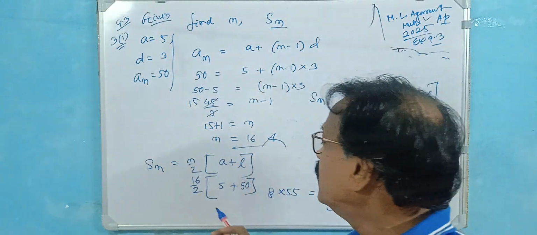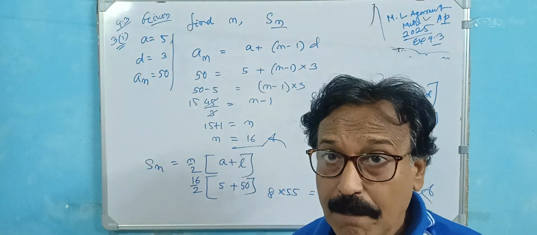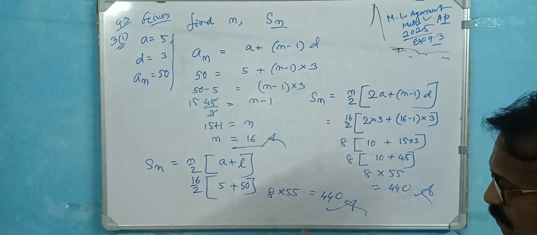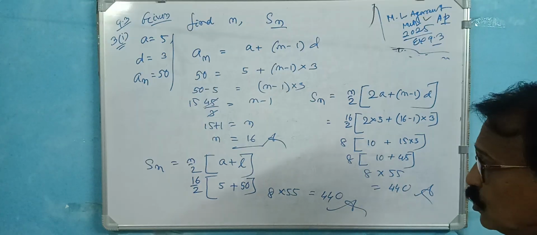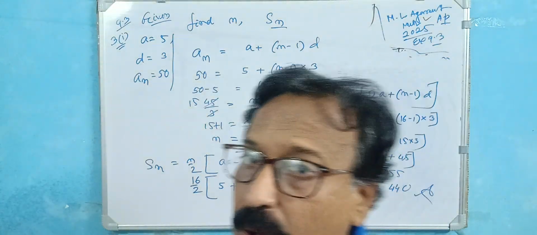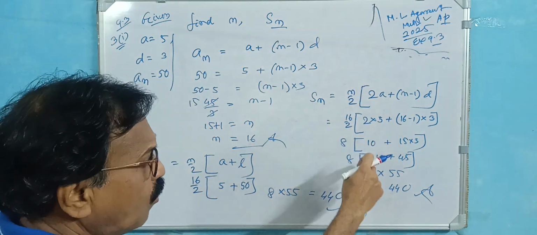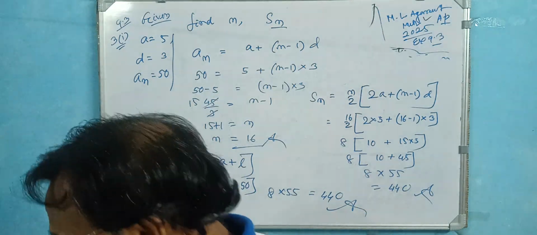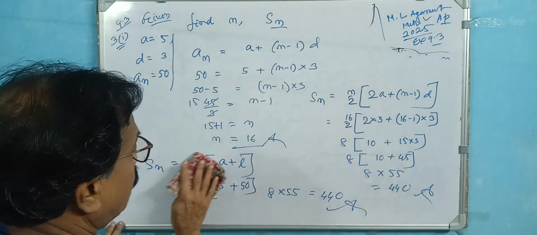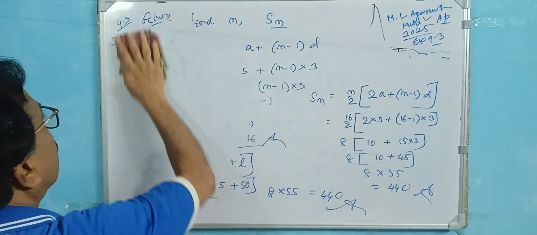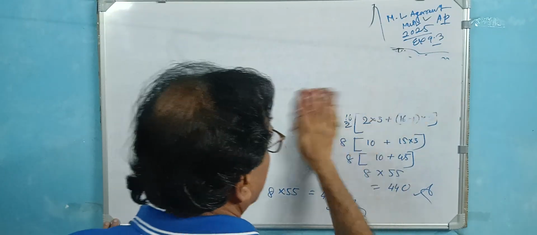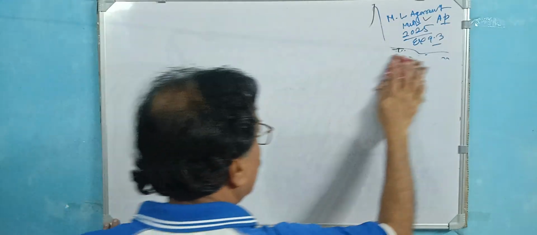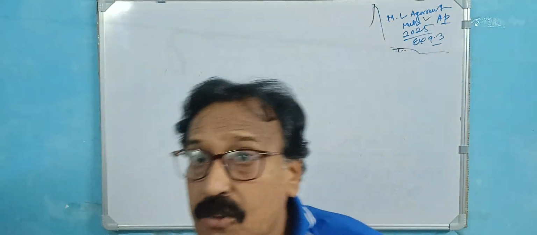Is it clear? an is the value of the last term. Here it is the 16th term, the last term value is 50. The first term is 5, so 5 plus 50 is 55. 55 into 8, okay. You can use this also, there is no problem, but the other way takes longer time and here it is shorter. Clear? Now the next sum. I will solve it a different way. Which one is easier for you? You just solve it.